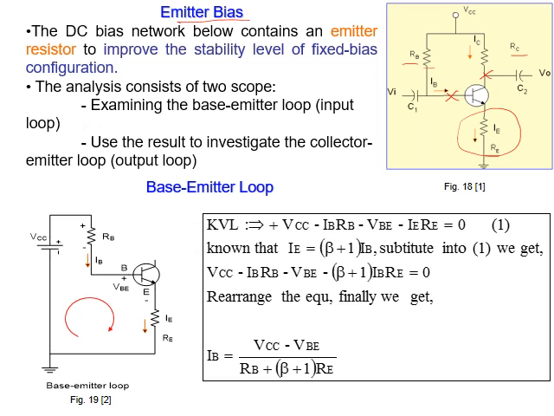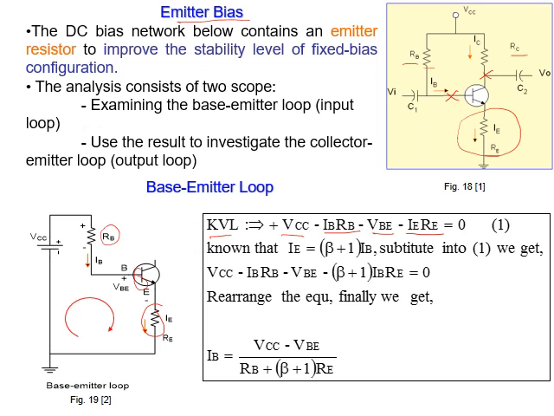So for the input circuit, now we have R base, V base emitter, similar to the fixed bias, but we have another resistance, which is RE. So rather than only 2 voltages, the Kirchhoff voltage law will be VCC, IB, RB, VB, and we have also the voltage drop across the emitter resistance. So a little bit happened in the improvement of the equation for fixed bias.